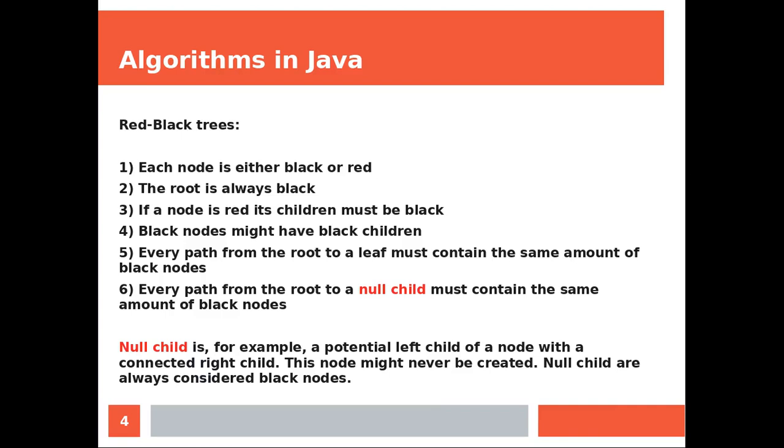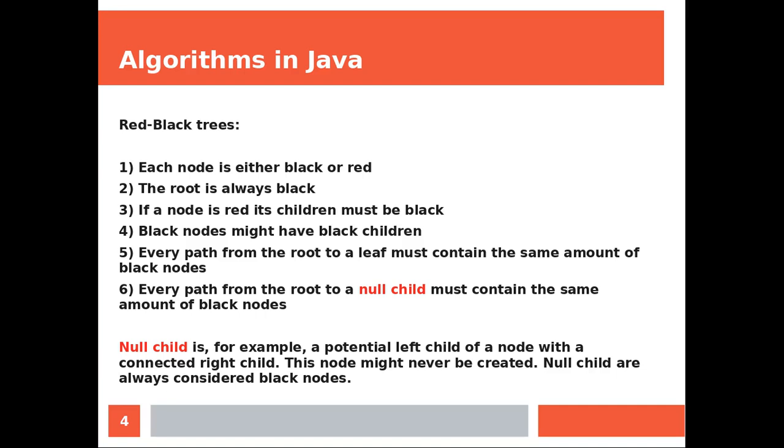Red-black tree properties. Each node is either black or red. The root is always black. If a node is red, its children must be black. Black nodes might have black children. Every path from the root to a leaf must contain the same amount of black nodes. Every path from the root to a null child must contain the same amount of black nodes.